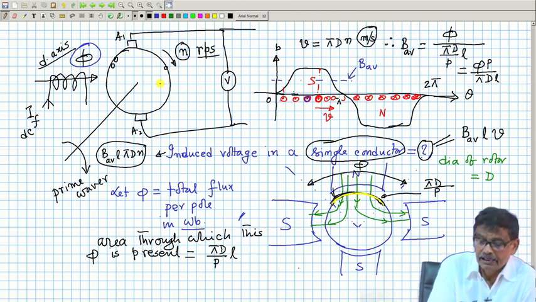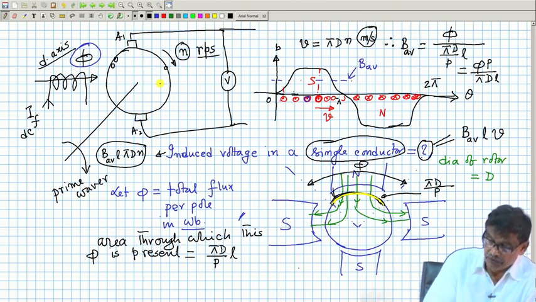One should note that this is the average induced voltage in a single conductor, and suppose Z is the total number of armature conductors. Just do not multiply it with Z by A, Z, then it will be wrong, because all the parallel paths have a definite number of armature conductors.